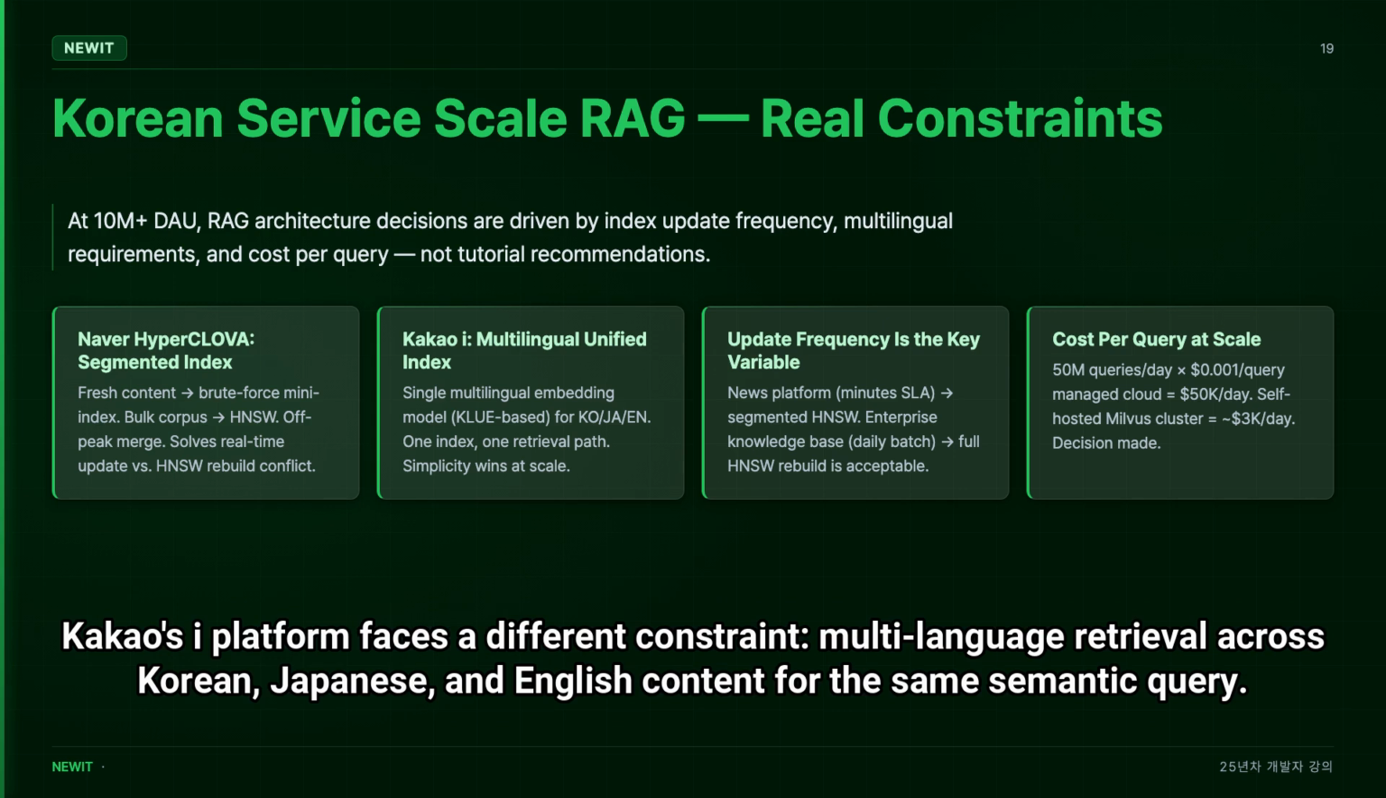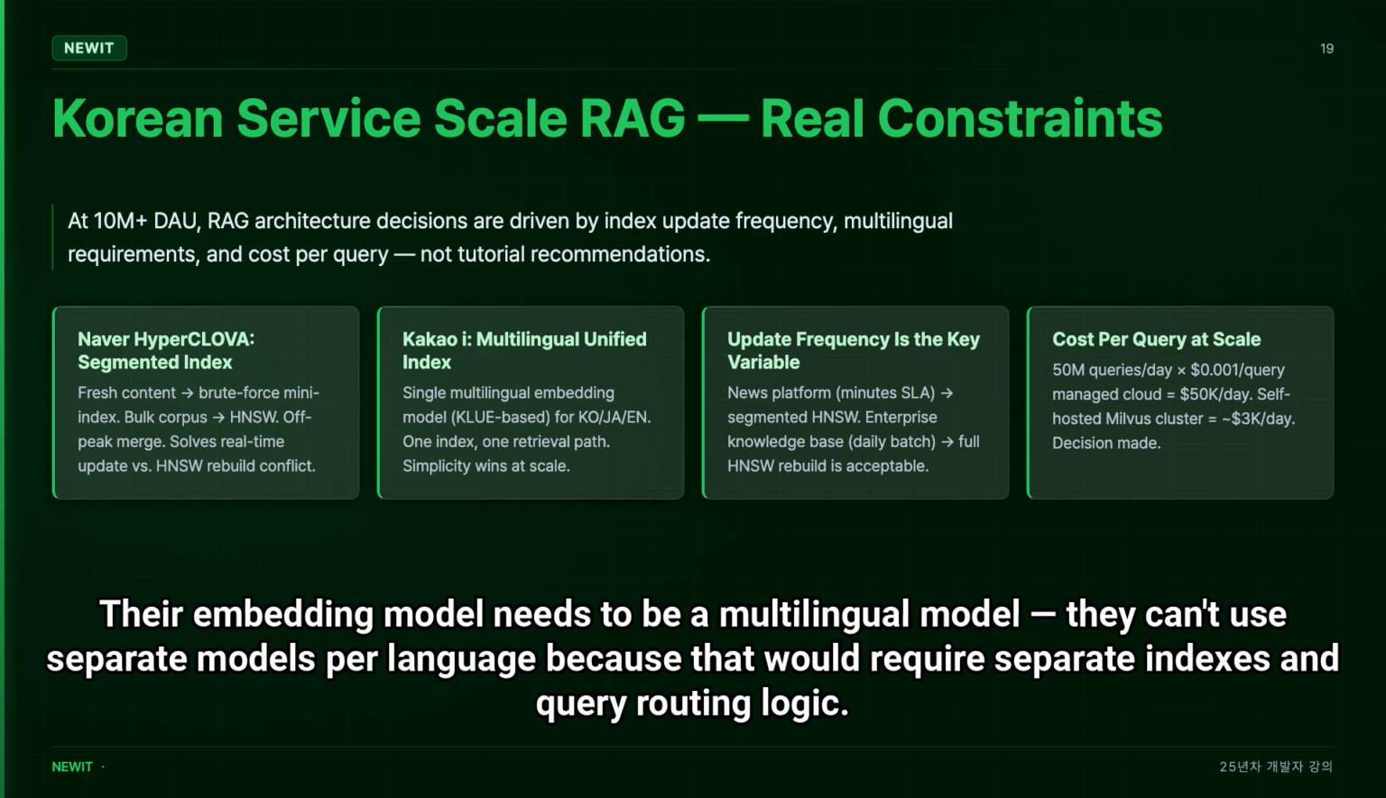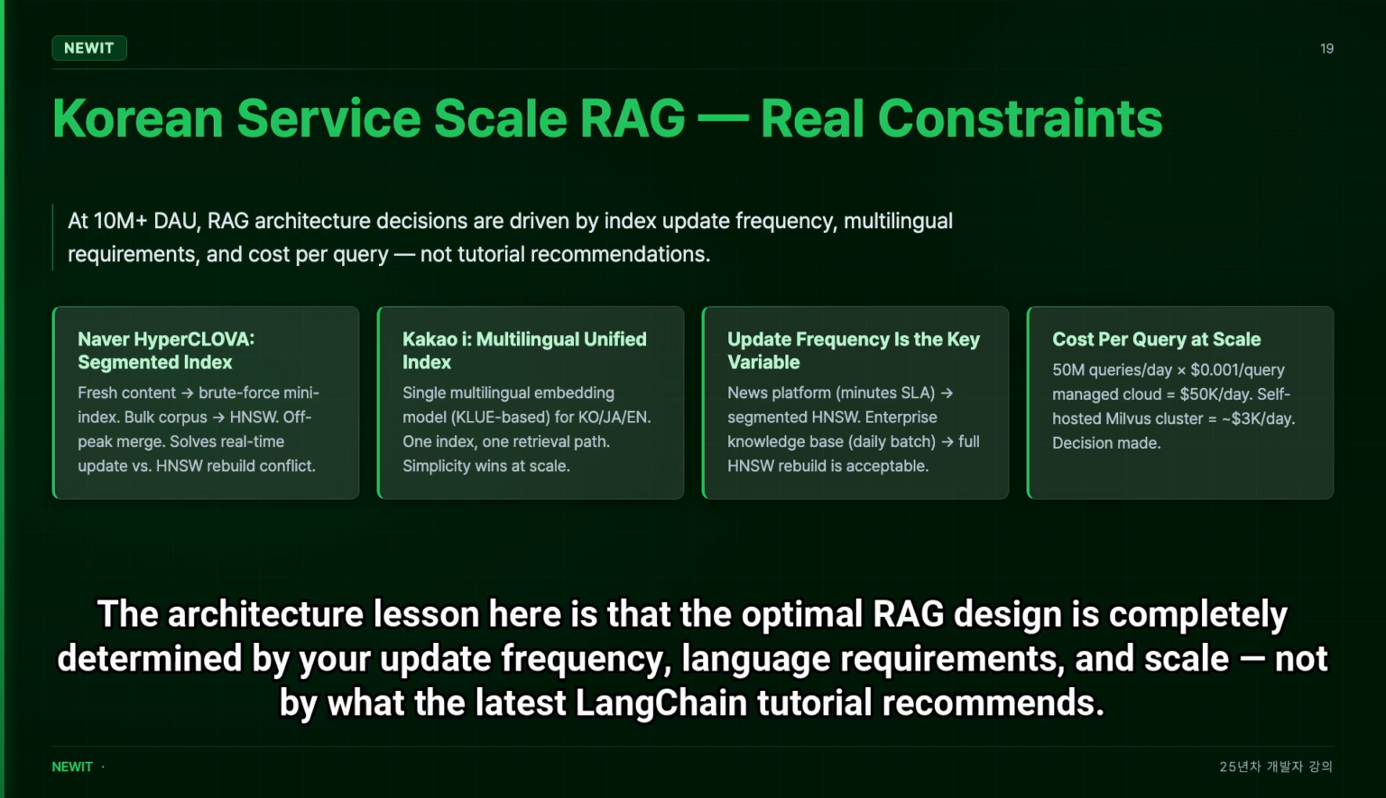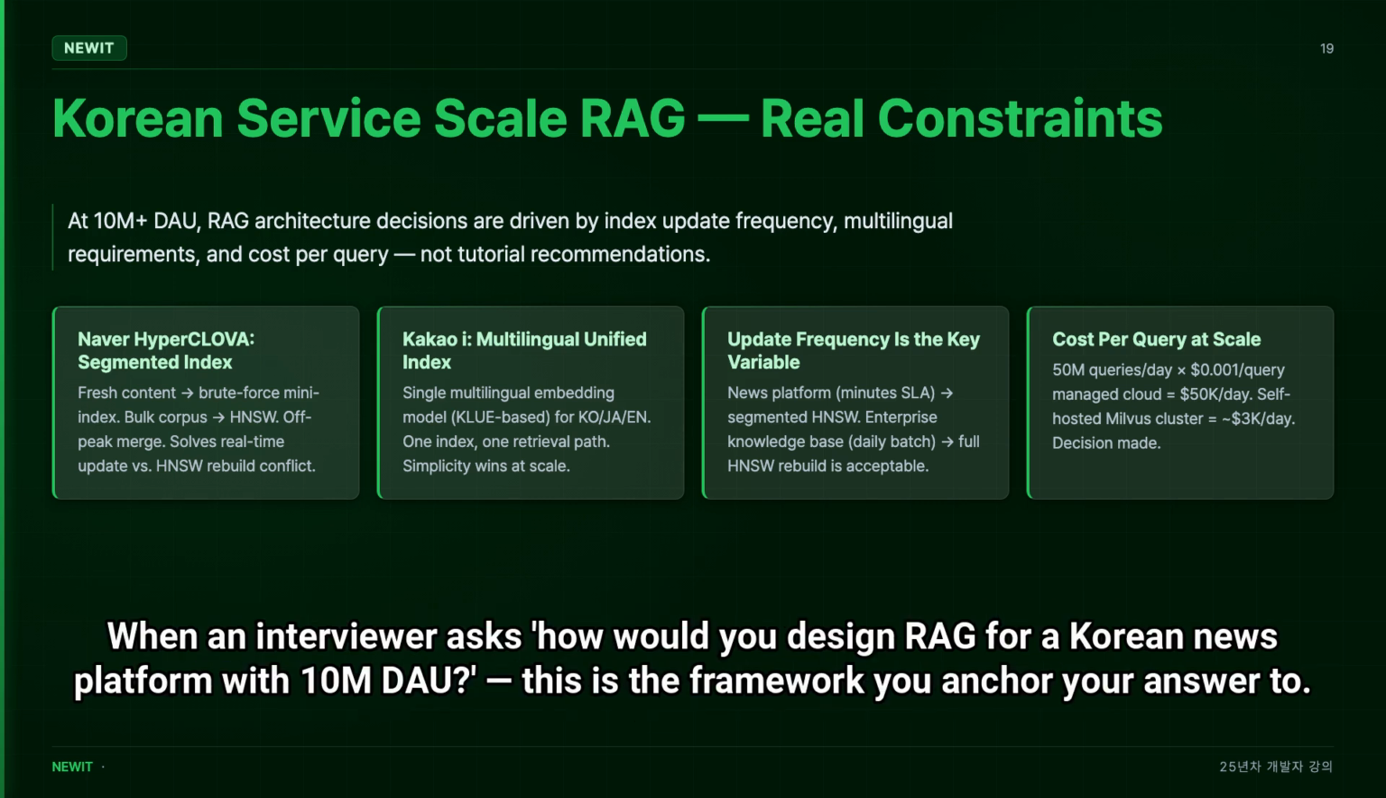Kakao's AI platform faces a different constraint: multi-language retrieval across Korean, Japanese, and English content for the same semantic query. Their embedding model needs to be a multilingual model. They can't use separate models per language, because that would require separate indexes and query routing logic. The architecture lesson here is that the optimal RAG design is completely determined by your update frequency, language requirements, and scale, not by what the latest LangChain tutorial recommends. When an interviewer asks how would you design RAG for a Korean news platform with 10 million DAU, this is the framework you anchor your answer to.